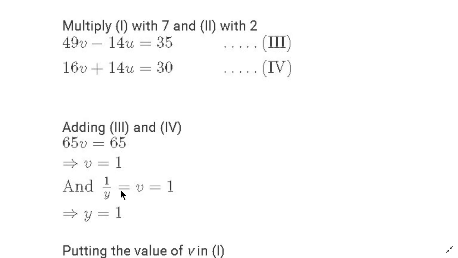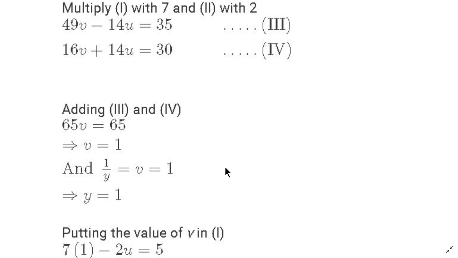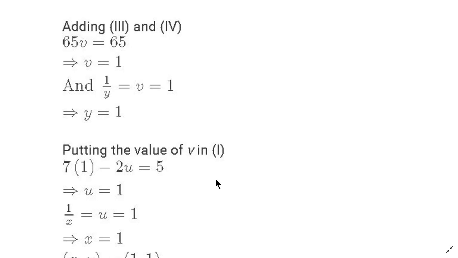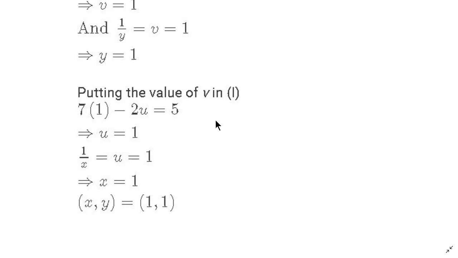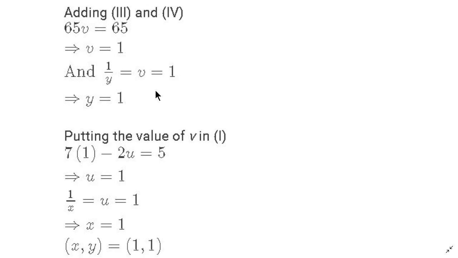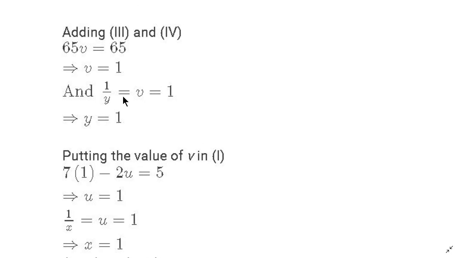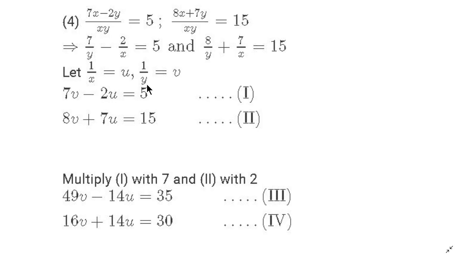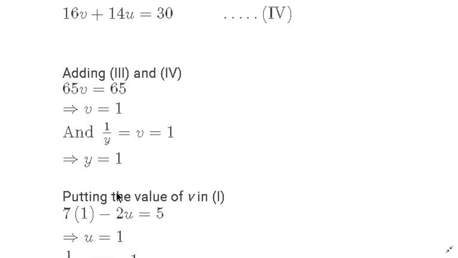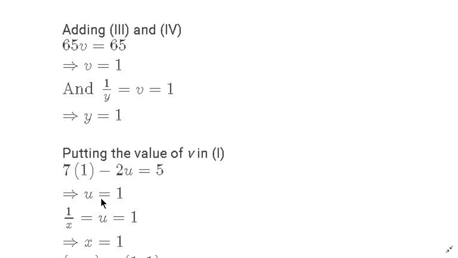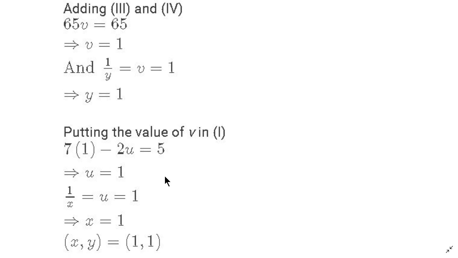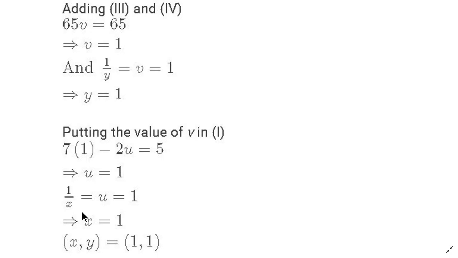Elimination method means eliminate one of the variables and find out the other's value, right? V is equal to 1, then put v's value in and find out u. Since 1 upon y is equal to v, y is equal to 1. Similarly, putting v's value in equation number 1, u is equal to 1, then x is equal to 1. Then the ordered pair solution is x and y equal to 1 and 1.